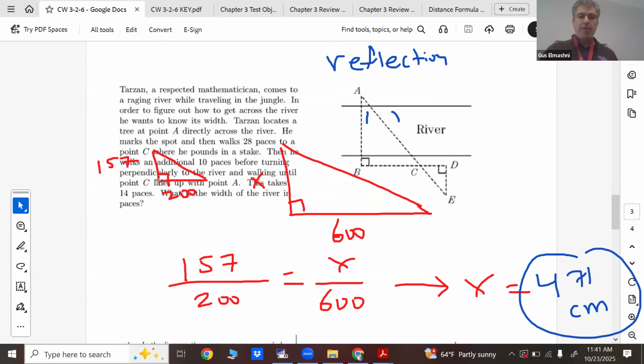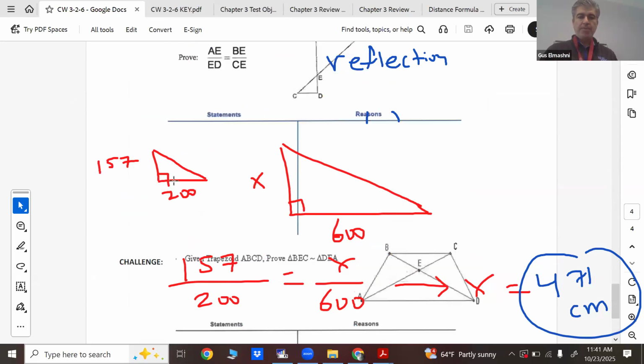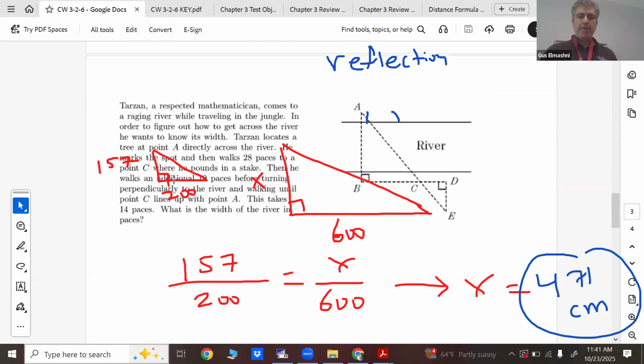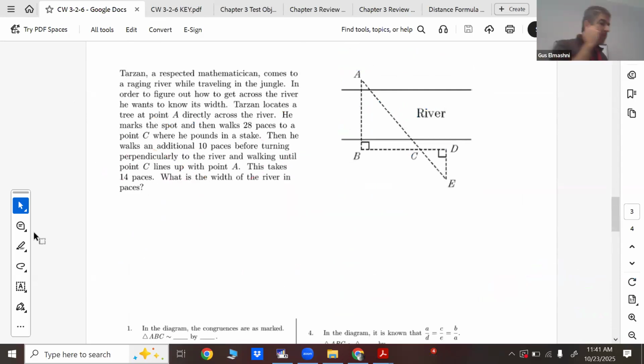Okay, let's move on to the next one about Tarzan. And then we got some conceptual stuff. Then we got to do proofs. Then I'm going to talk about a test. So try this one on your own. Set up.